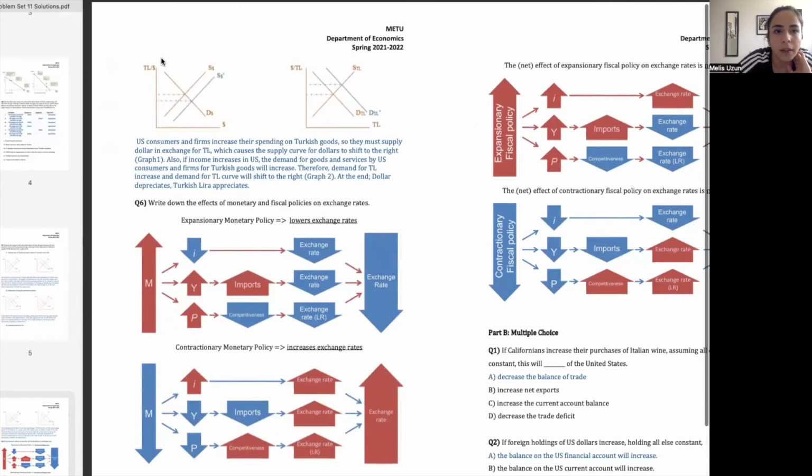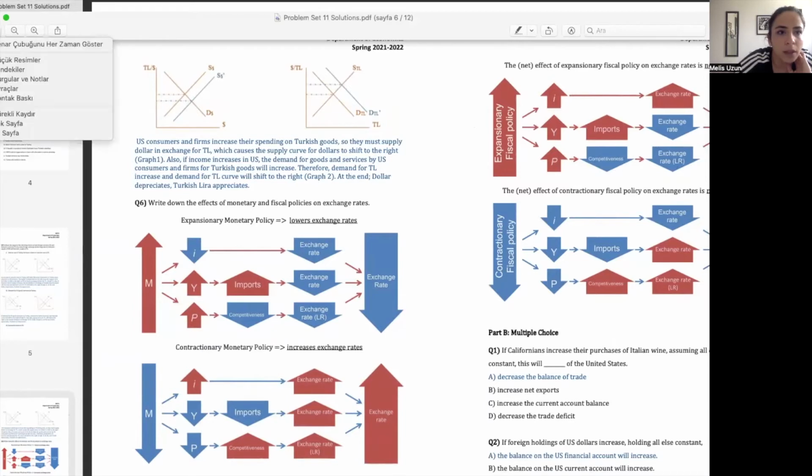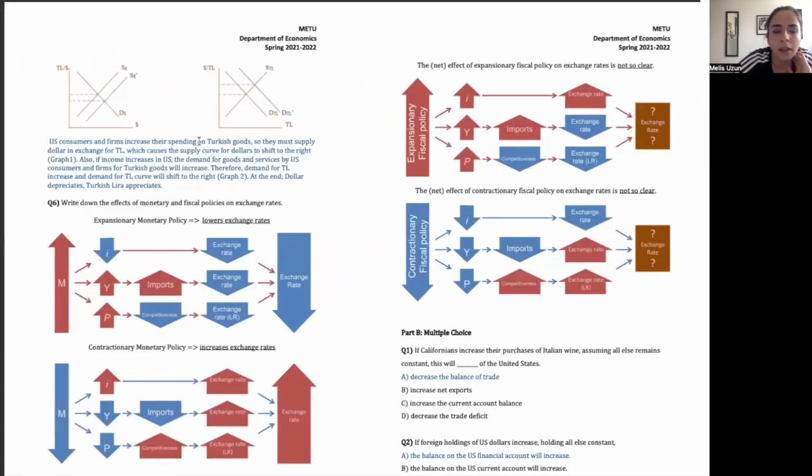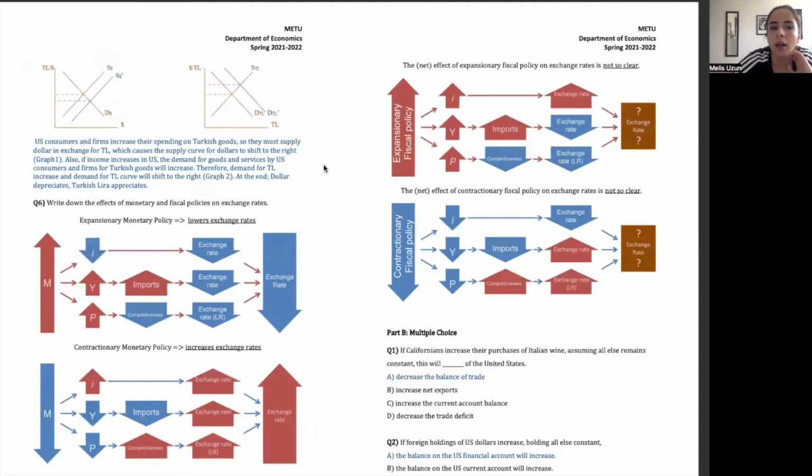So if their income increases, they will increase their spending on Turkish goods, and they supply dollars in exchange for TL. So it will increase the supply of dollars, and that means the supply of dollars curve will shift to the right, because they bought goods from Turkey.